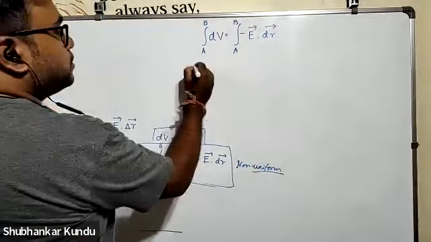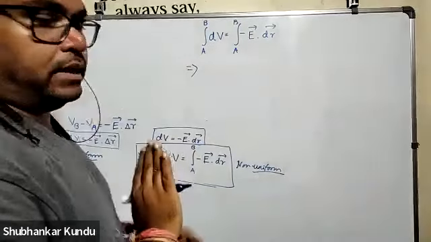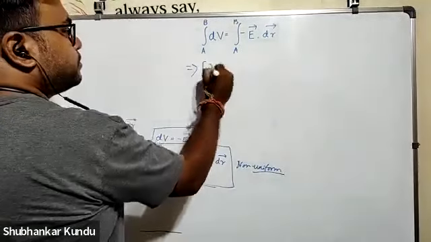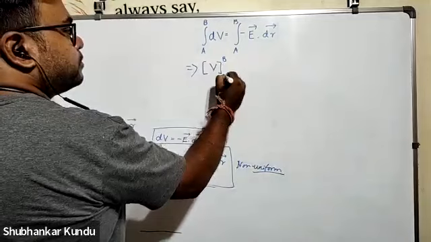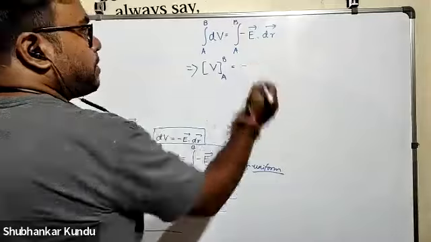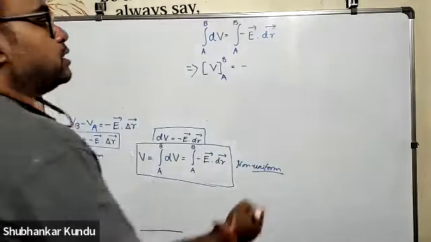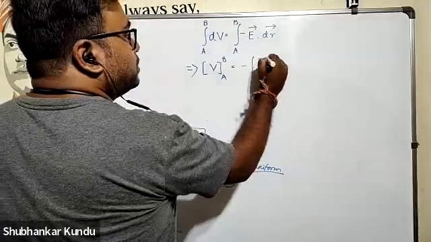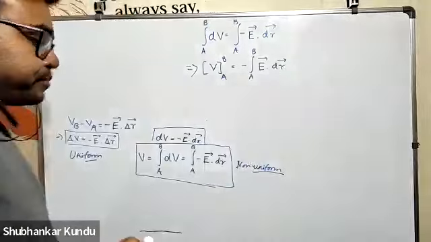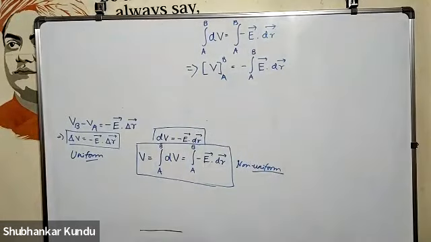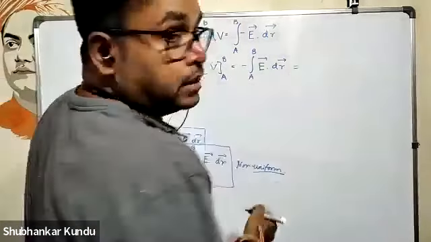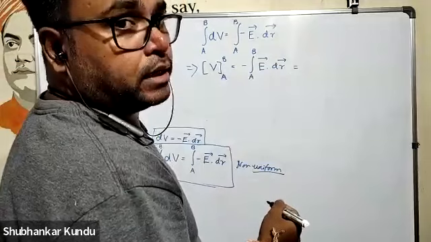Tell me one thing. If we integrate dV, integration of dV will give us what? V. Take this minus sign outside. We'll be left with what? E dot dr. Now, what is E dot dr? E dot dr is E dr cos theta. A dot B is AB cos theta.